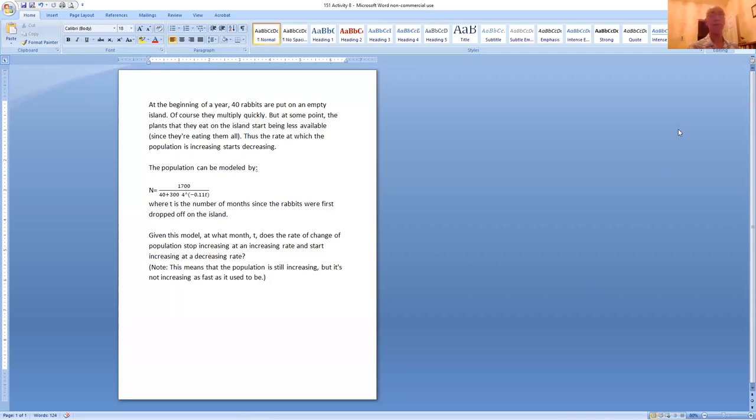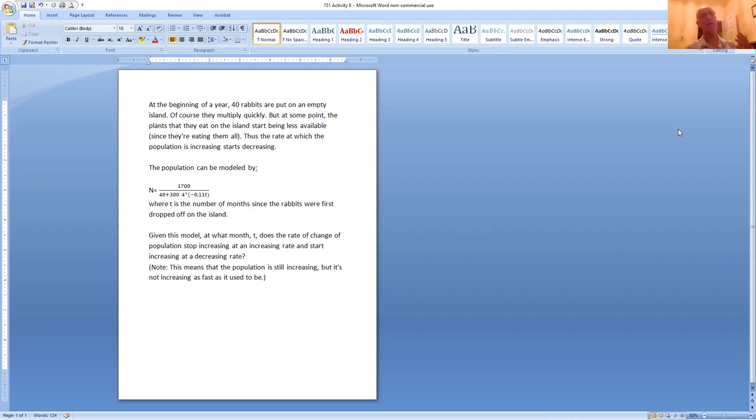We have, at least in the version of the question that we have, that at the beginning of a year, we have 40 rabbits that are introduced on an empty island. The model is given to us as N equals 17,000 over 40 plus 300 times 4 to the power of negative 0.11t. And we are asked to find when the rate of change of the population stops increasing.